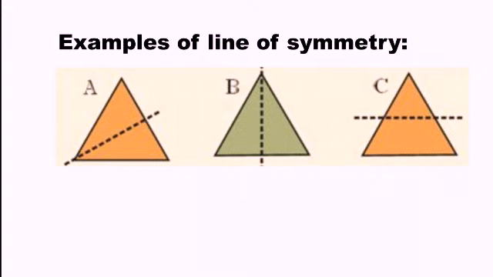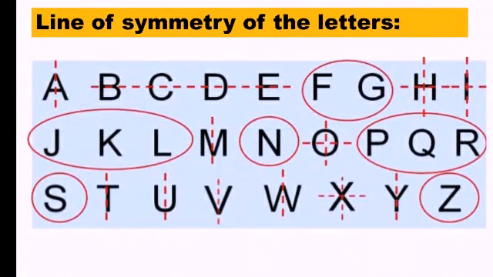Suppose A, just observe the triangle. Check the dotted line which represents the line of symmetry and what type of line of symmetry it is. Next, in figure B, what type of line of symmetry does the dotted line represent? And in figure C, is it a line of symmetry? First you check.